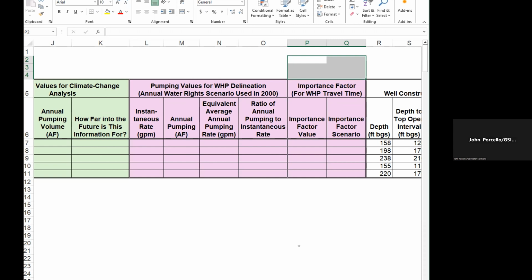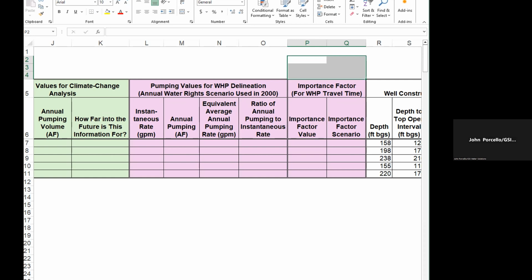Conditions have probably changed a little since then. So I would really encourage people to go back and look strongly at those importance factors and think about what makes sense for the system that you have today and what you want that protection to look like, in terms of the size of the area for the capture zone. So that's what the purplish columns are all about, L through Q.